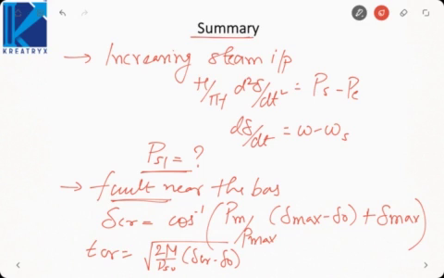And in the case fault occurs near the bus, after the fault is cleared, original network will be restored and Pmax3 will be equal to Pmax1. That is the characteristic of this type of fault. We will consider some other cases in the next lecture to determine the transient stability.